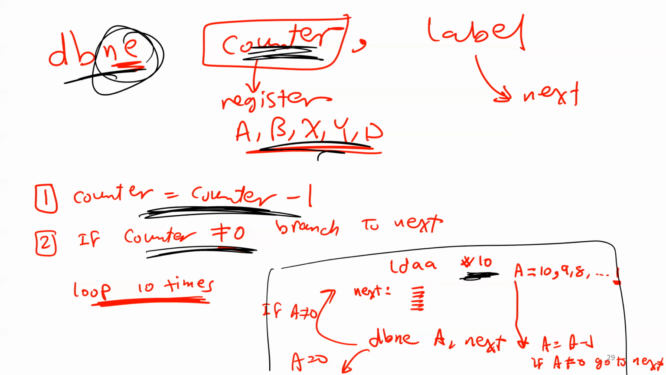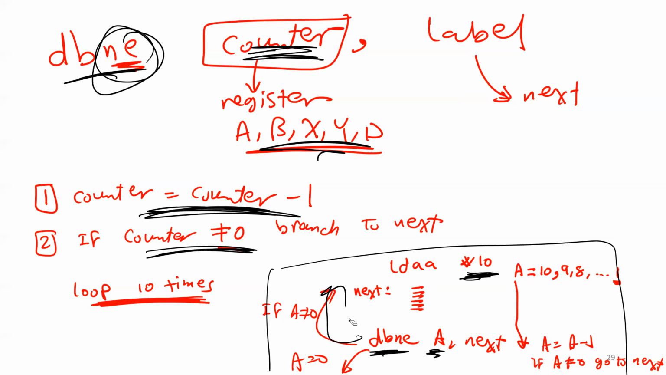Every time I come here, we are going to decrement A. This instruction is going to decrement A, and then if A does not equal 0, it's going to loop back. That's it. So what's going to happen here? In the very beginning, we're going to come here with 10. Next time, A is 9, A is 8, and so on, until A is 0. If it is 0, it's going to come here. As long as it is not equal to 0, you are going to keep looping. Any questions?